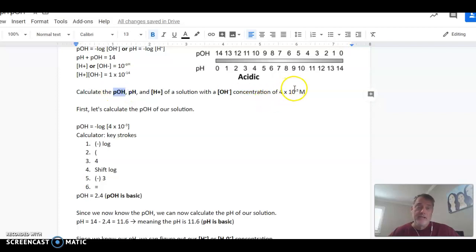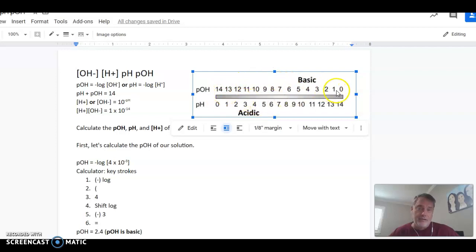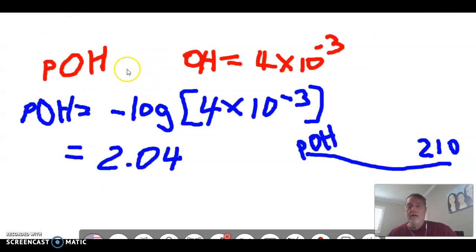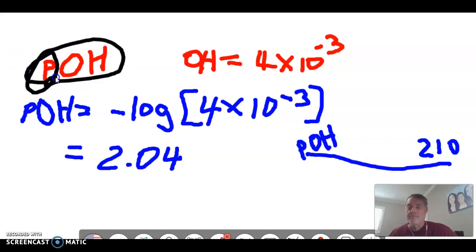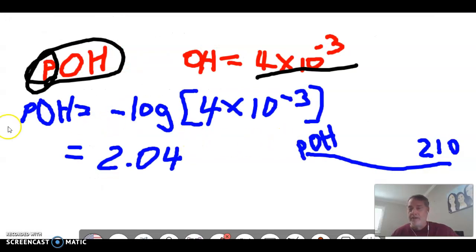All right. 4 times 10 to the negative 3 is how many OHs we have. And the pOH, if we go back up to our scale up here, is going to be 0 through 14. So we've got to figure out what our pOH is. Okay, and so here's how we do it. Our problem tells us we're going to figure out the pOH. So we're figuring out this P, the power. It's going to be 0 through 14. And it gives us our OH, 4 times 10 to the negative 3. All right, so here's our formula. Our formula is negative log, in brackets, of the OH concentration. So over here, I'll put the pOH is negative log of 4 times 10 to the negative 3. So that's our pOH.